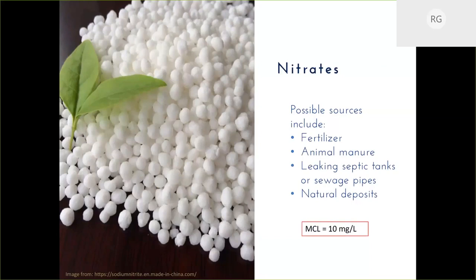As I said, nitrates are commonly found in fertilizer and animal manure. They can also be linked back to leaking septic tanks or sewage pipes, and they're also naturally occurring.